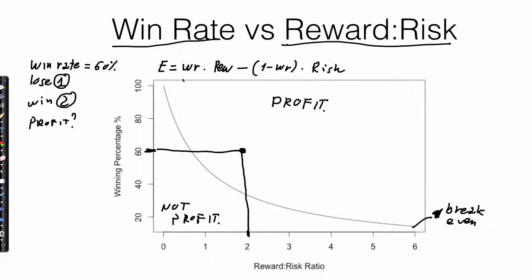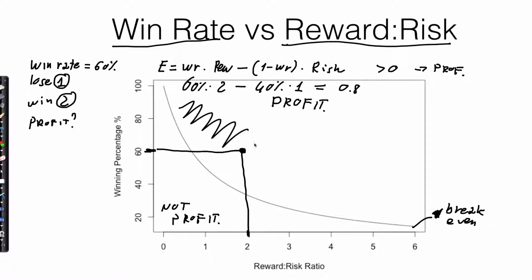In this case, it will be when I win 2, so this is my reward. My winning rate is 60%. My losing rate, of course, is 40%. And when I lose 1. So if you compute this, it is 1.2 minus 0.4, which is 0.8. And if this number is positive, it means that your strategy is profitable. So you are in this part of the curve.